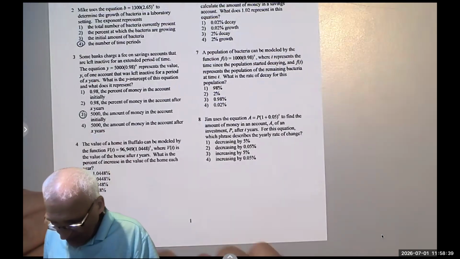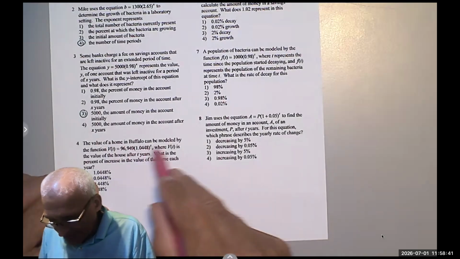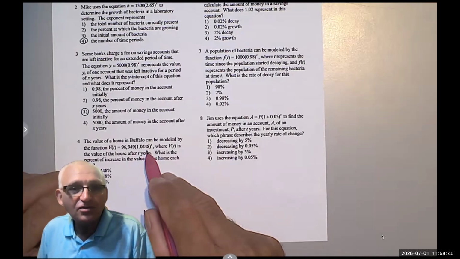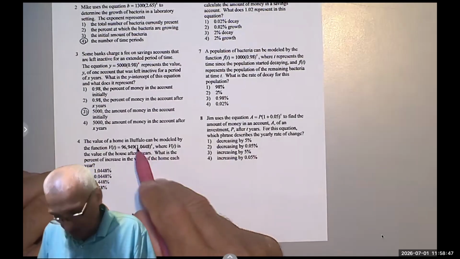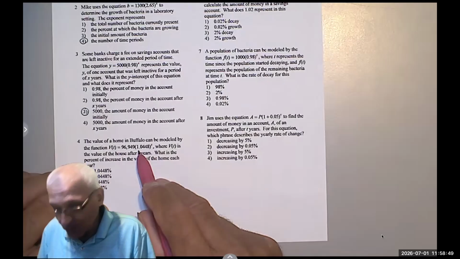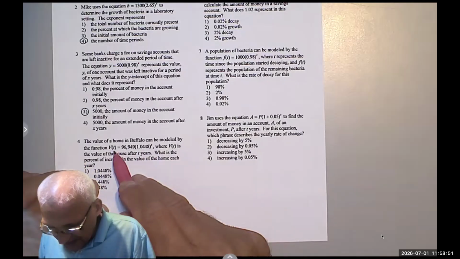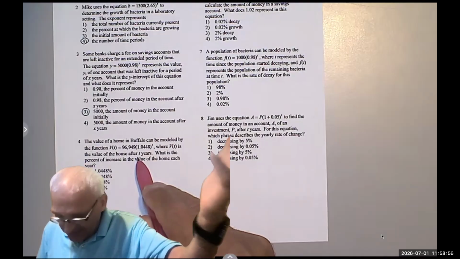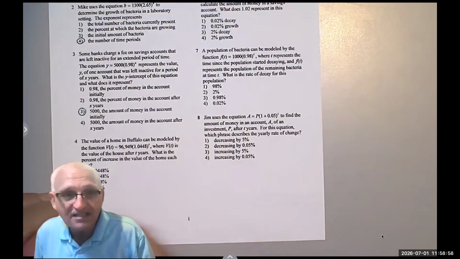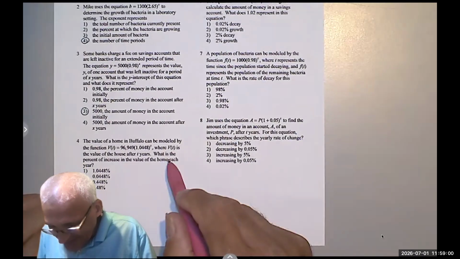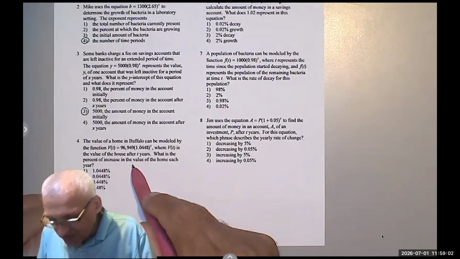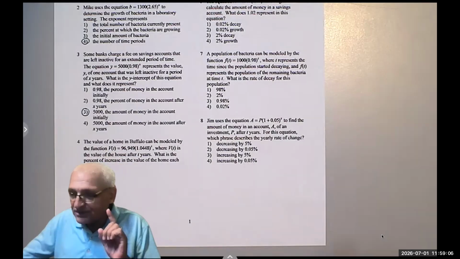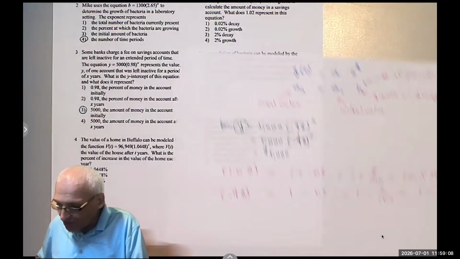Number 4, the value of a home in Buffalo can be modeled by the function. Is that increase, growth or decay? Greater than 1, then it is growth. Okay, where V of t is the value of the house after t years. You bought it for 96,949. What is the percent of increase in the value? Be careful. Percent of increase, meaning percent of growth.